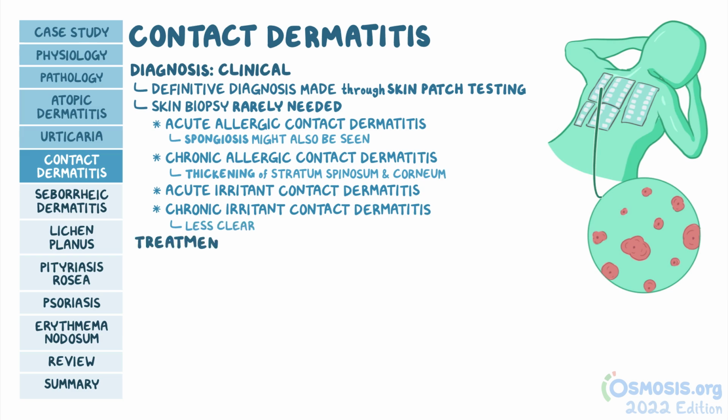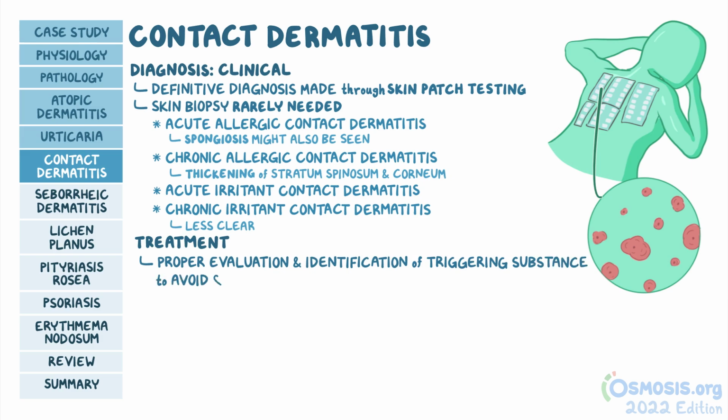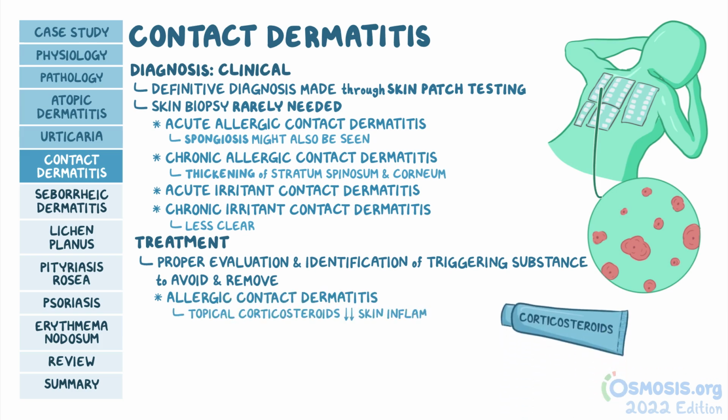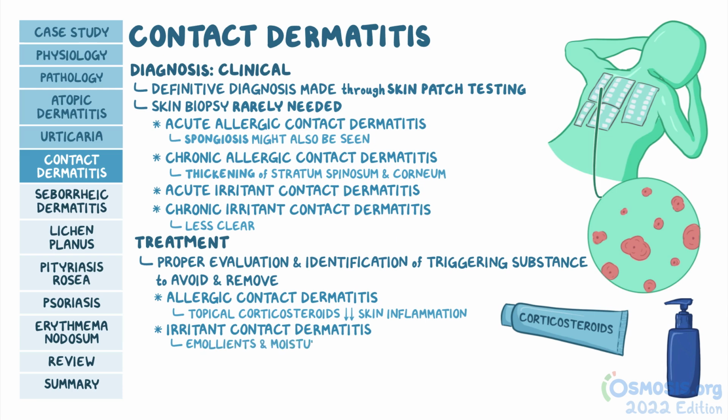Now, the key to treatment is proper evaluation and identification of the triggering substance to avoid and remove it. For allergic contact dermatitis, topical corticosteroids can help reduce skin inflammation, while for irritant contact dermatitis, emollients and moisturizers can be used.